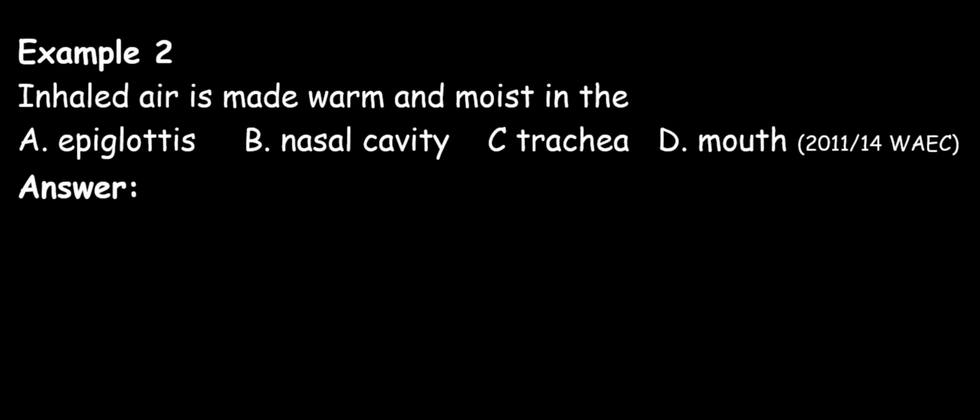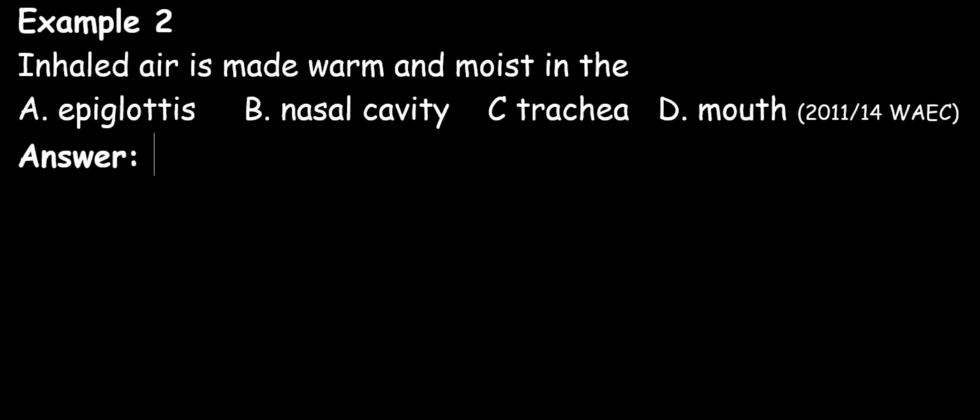The next question says, inhaled air is made warm and moist in the A, epiglottis, B, nasal cavity, C, trachea, and D, mouth. The answer to this question is B. This is because inhaled air is made warm and moist in the nasal cavity.